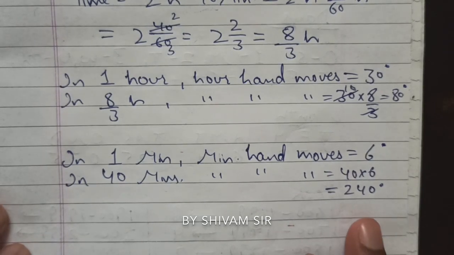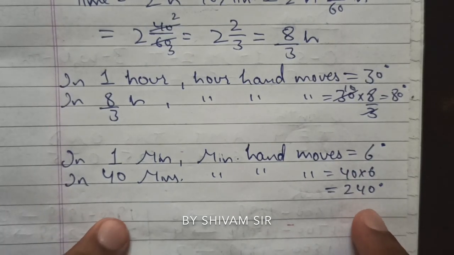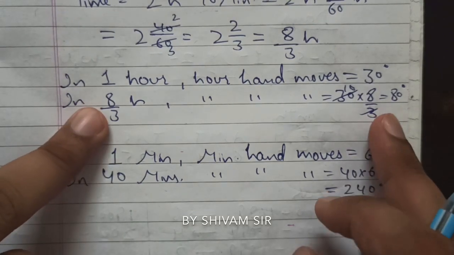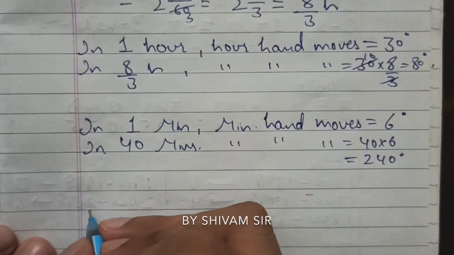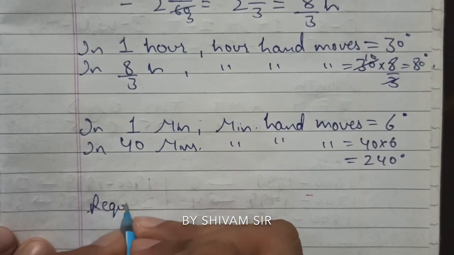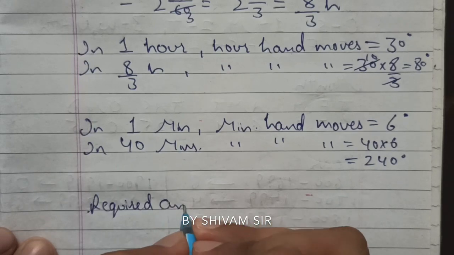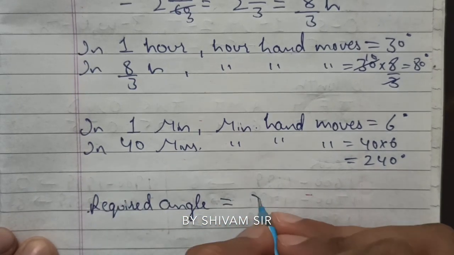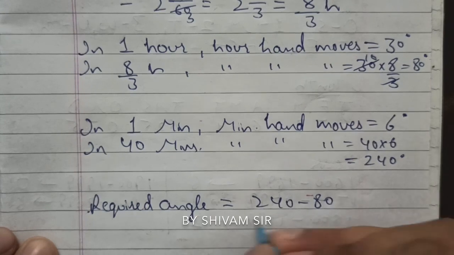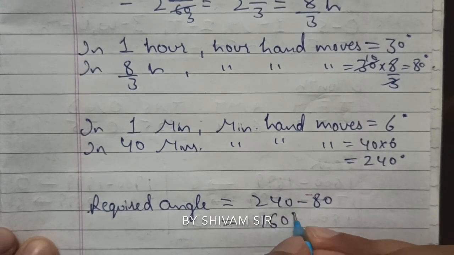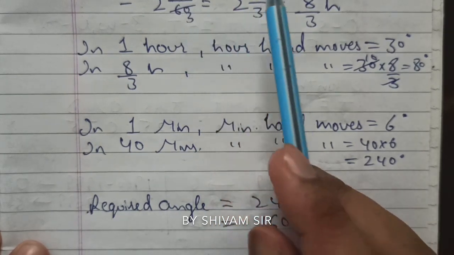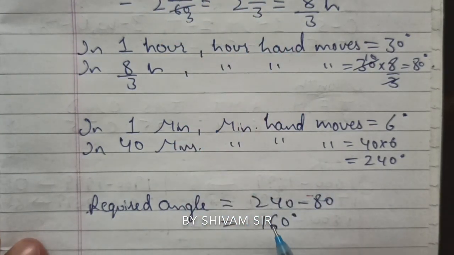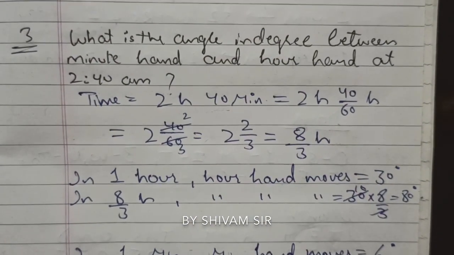So the angle covered by the minute hand is 240 degrees, and the angle covered by the hour hand is 80 degrees. So what is the difference between them? The angle between the minute hand and the hour hand, the required angle, is equal to 240 minus 80. So this is 160 degrees. So that means at 2:40 am, the difference between the minute hand and hour hand will be 160 degrees. So just pause the video to note it down.